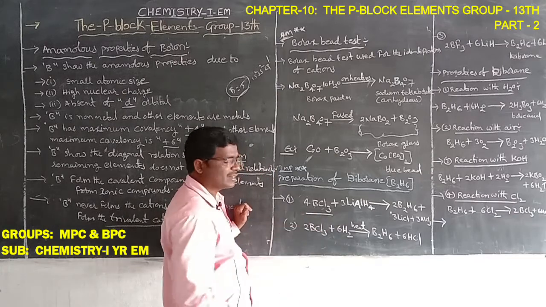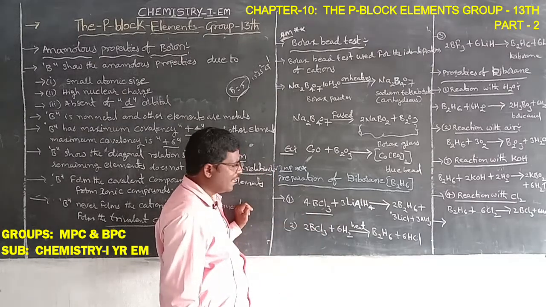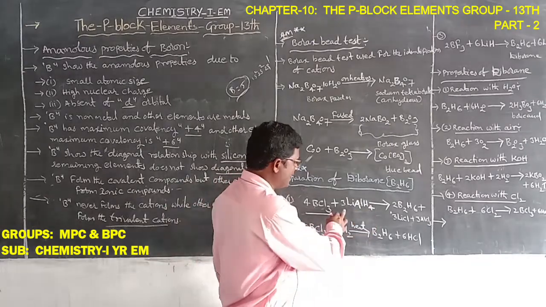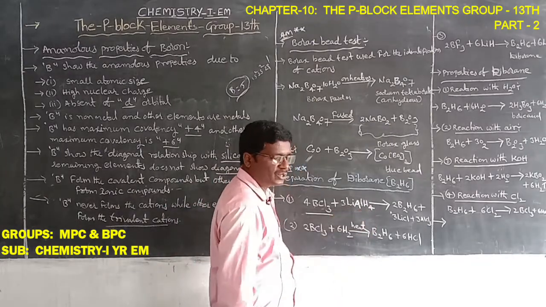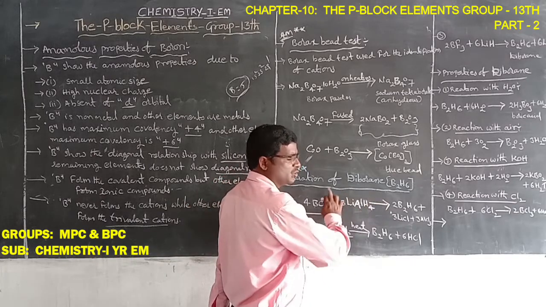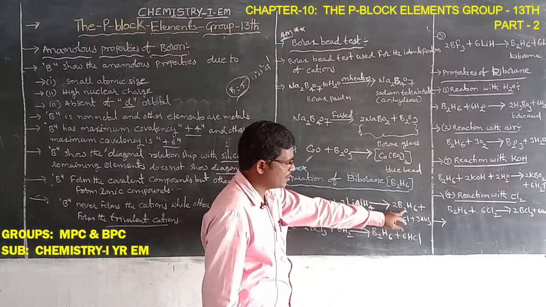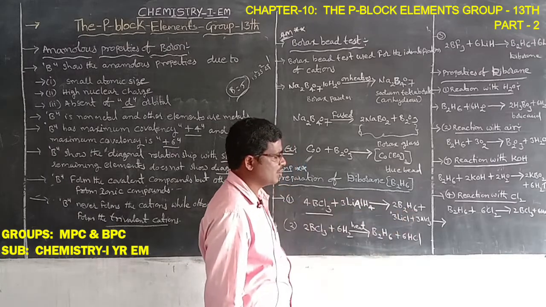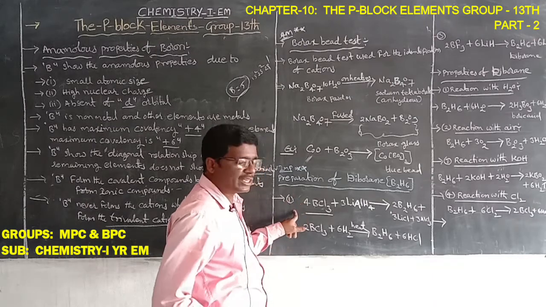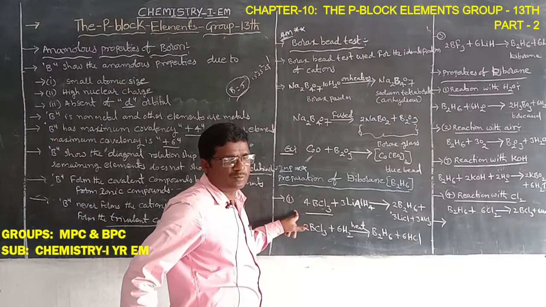4 moles of boron trichloride reduced with lithium aluminum hydride, LiAlH4, also known as lithium aluminum hydride, gives rise to diborane. B2H6 plus lithium chloride plus AlCl3 is formed. That is also known as the first preparation of diborane.